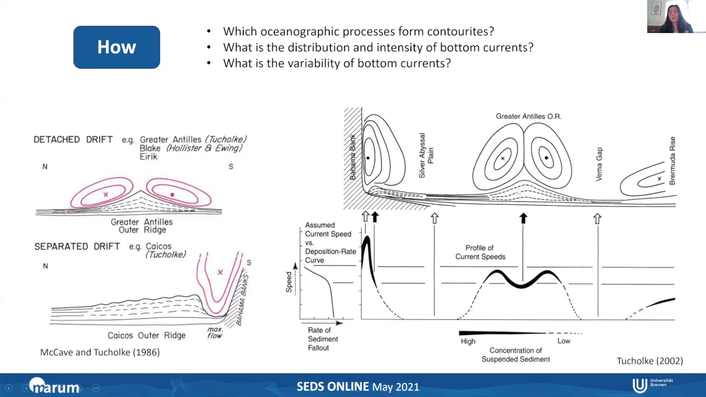The detached drifts are usually formed in between two currents that flow in different directions, or sometimes in one direction. But in the middle, there is a minimum velocity. And this is the zone where there is also abundant concentration of suspended sediment, and the currents are weak. So the sediment can be mainly deposited and concentrated in this area.